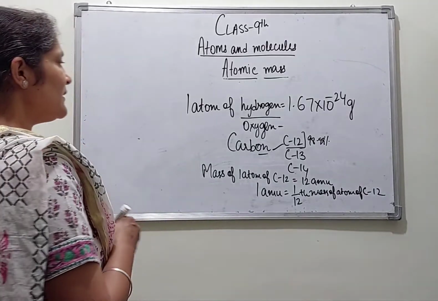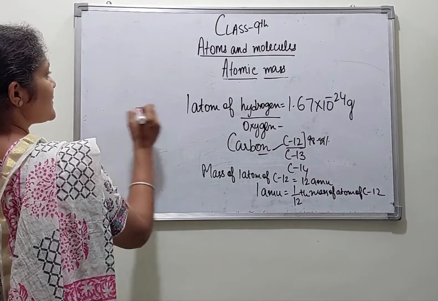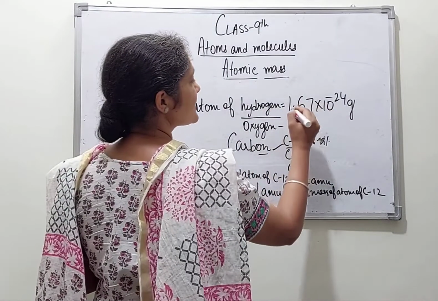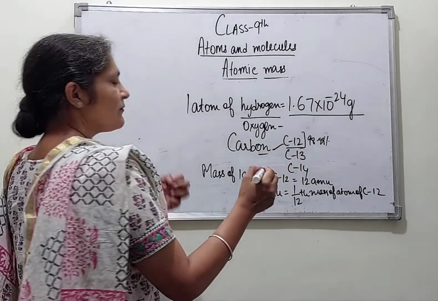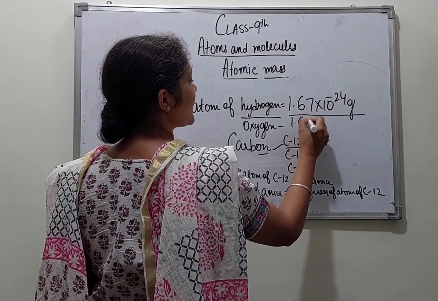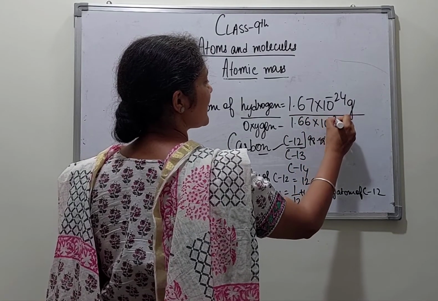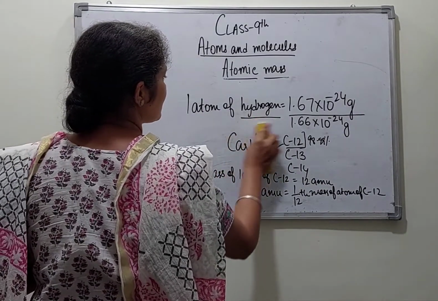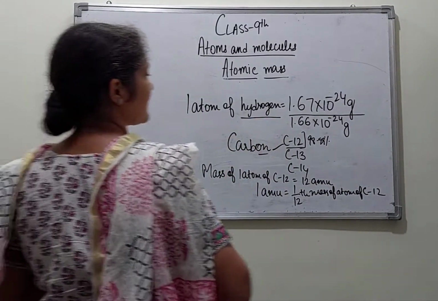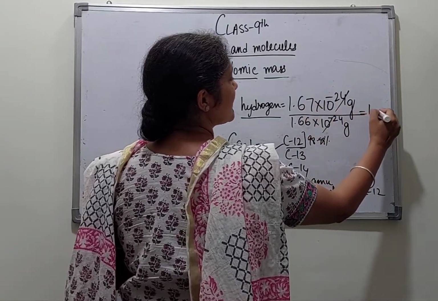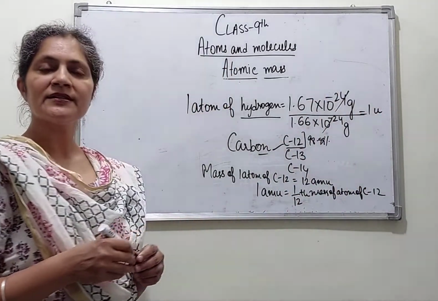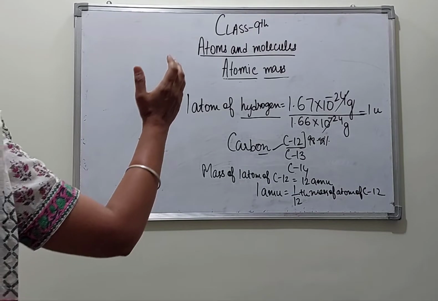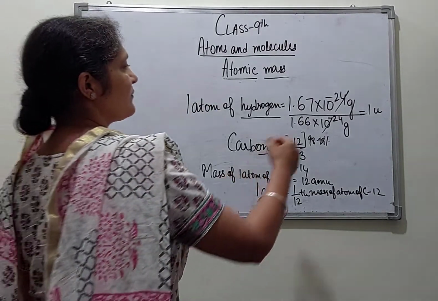We can take the example of hydrogen. As we have seen, the mass of one atom of hydrogen is 1.67 and the mass of one atom of C12 is 1.66 into 10 raised to power minus 25 grams. If we calculate it, it will approximately come to 1 unit. So one atom of hydrogen has the mass of 1 unit.